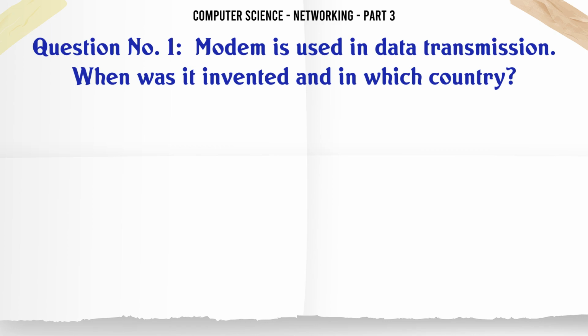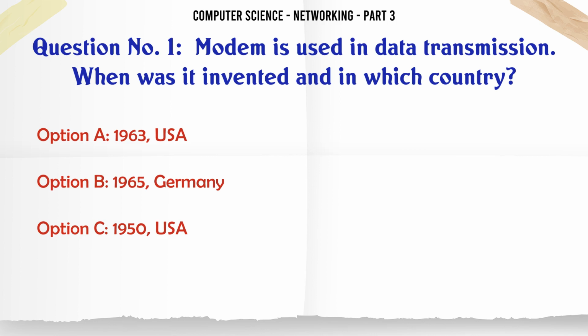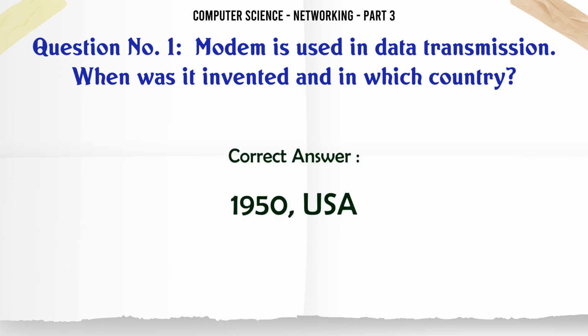Modem is used in data transmission. When was it invented and in which country? A. 1963 USA. B. 1965 Germany. C. 1950 USA. D. 1950 Japan. The correct answer is 1950 USA.